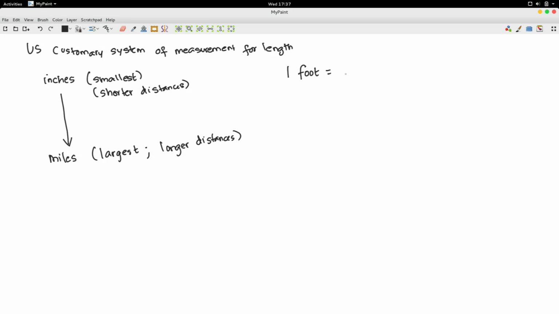So the common measurement is 1 foot, which is 12 inches, and 3 feet would be 1 yard, and 1760 yards would be equal to 1 mile, and 5280 feet would be equal to 1 mile also. Let's make a connection between these two.